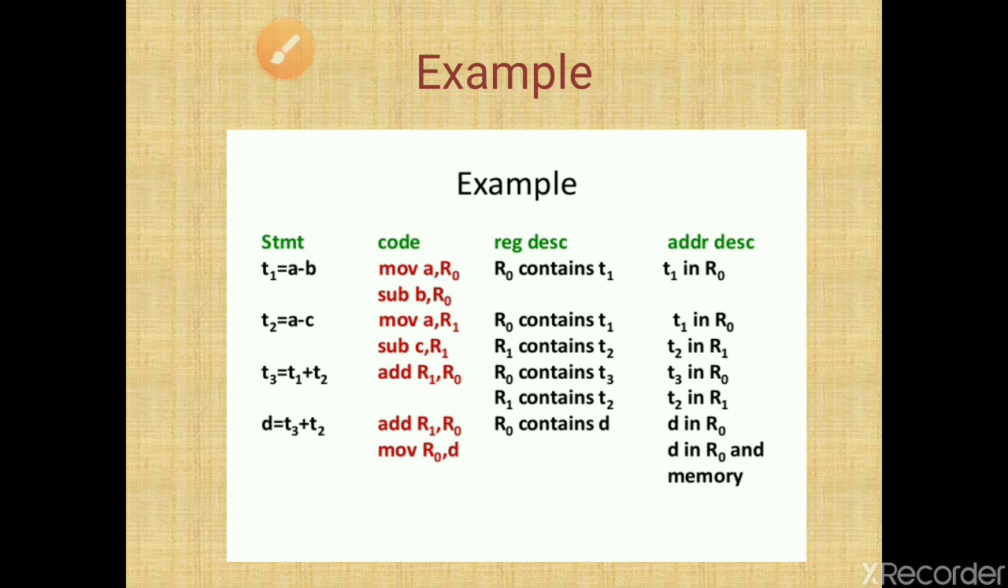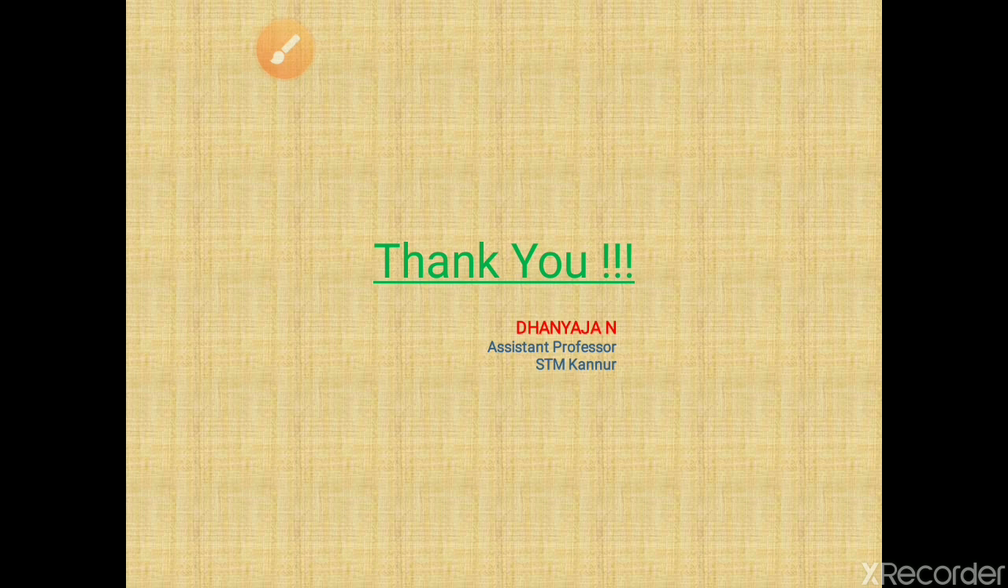So here what are the operations? Add R1 comma R0, move R0 to D. So these are the statements. In this, R0 contains the value D, and D is in R0 and in memory. So I hope all of you understood this example. That is all about simple code generation and the simple code generation algorithm. Thank you.